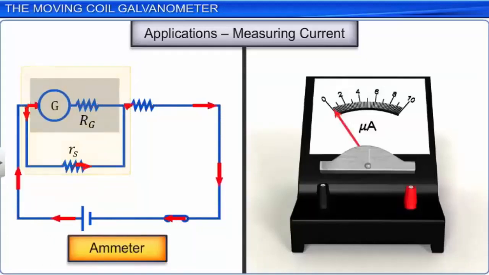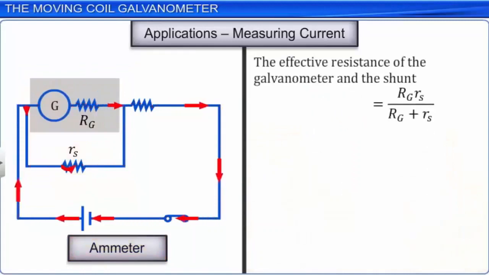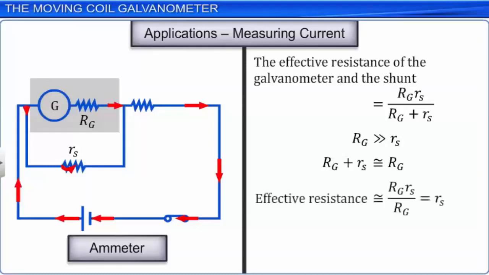The effective resistance of the galvanometer and the shunt resistance is equal to RG RS by RG plus RS. But the galvanometer resistance is a lot higher than the shunt resistance. That is, RG is very large as compared to RS. In that case, RG plus RS becomes approximately equal to RG. Hence, the effective resistance becomes approximately equal to RS.